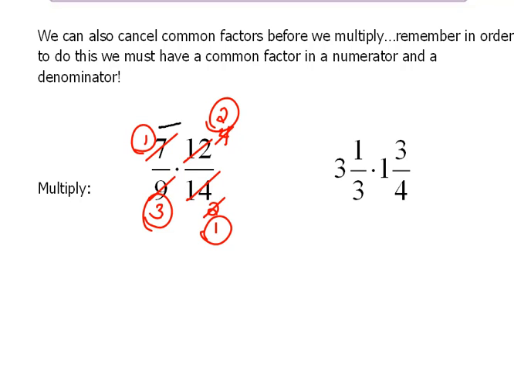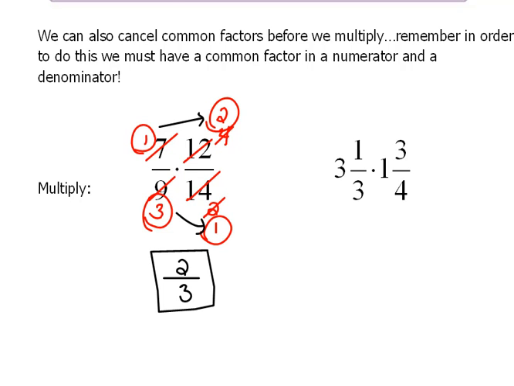So now we would go through and multiply what's left. 1 times 2 would be 2 on the top, or in the numerator. On the bottom, 3 times 1 would be 3. So our answer here now would be 2/3.